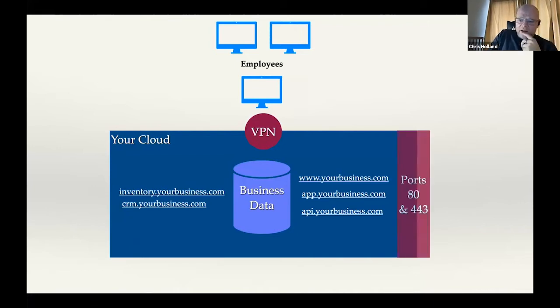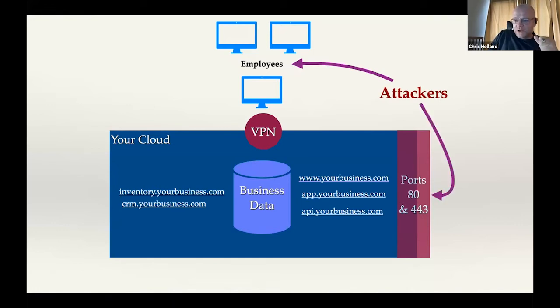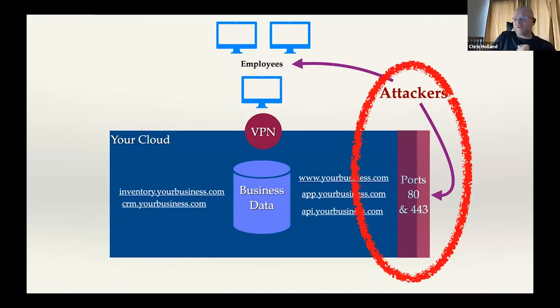exposures to your business data, and often this data will be exposed over ports 80 and 443, which are basically your web ports. One of the things that attackers will try to do is compromise your employees, so they can compromise an employee's work computer to get onto their VPN to exfiltrate your business data from within. Another thing they're going to try to do is get at your business data through its public-facing aspect. And this is what we're going to focus on in this presentation today.